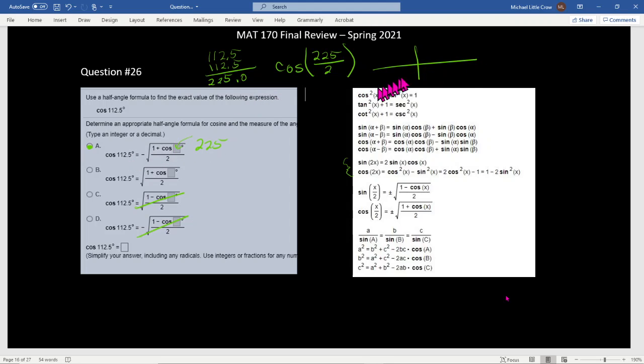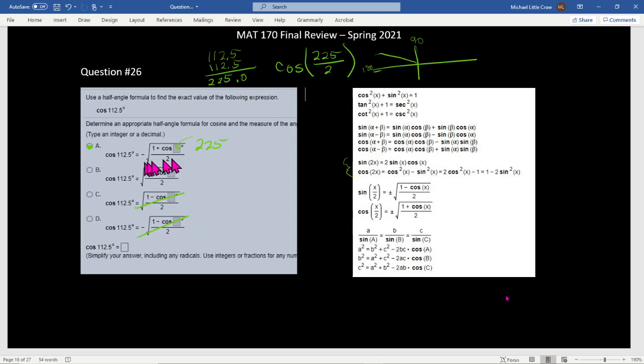So 112, where is it? Well, here's 90, here's 180. 112 is between those two somewhere. It's in the second quadrant, and cosine is negative in the second quadrant. Okay, so that's basically it. 112 is going to be a negative because that's where it's at.